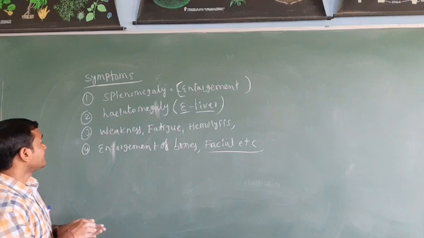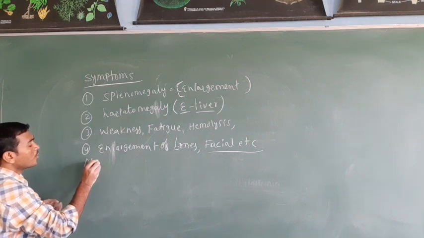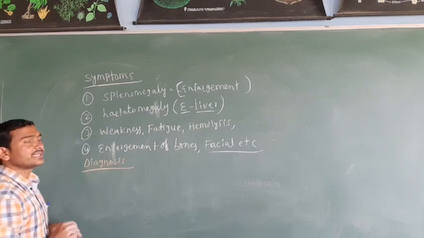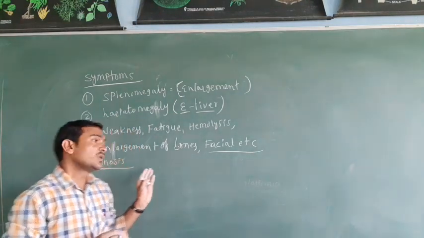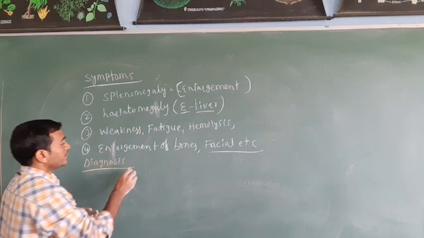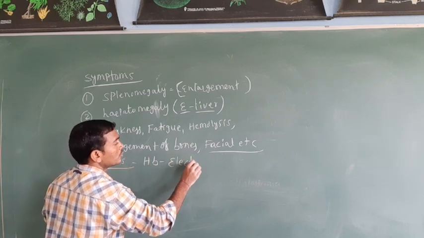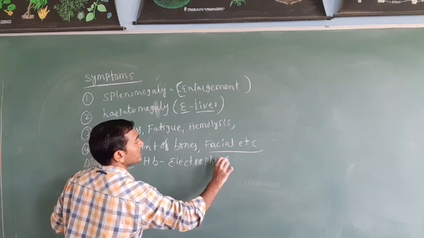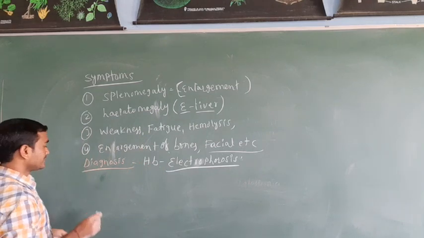Then, what is the diagnostic method? Diagnosis means how we can recognize the disease. For example, HIV is recognized by the ELISA test or Western blot test. Here also, we diagnose thalassemia through the hemoglobin electrophoresis method.